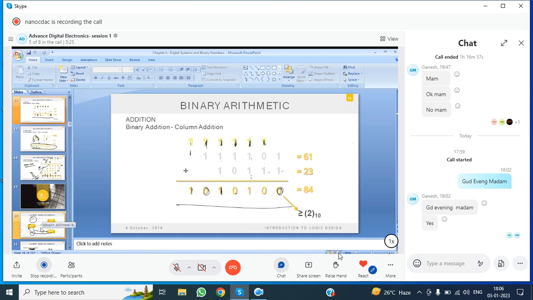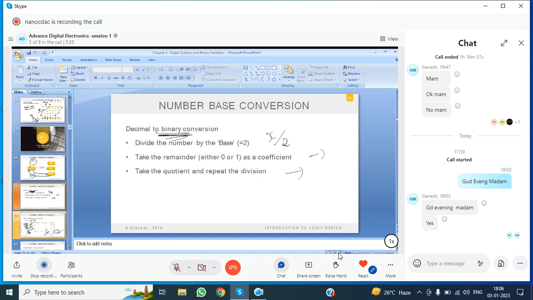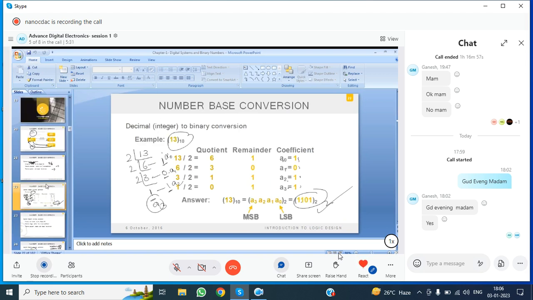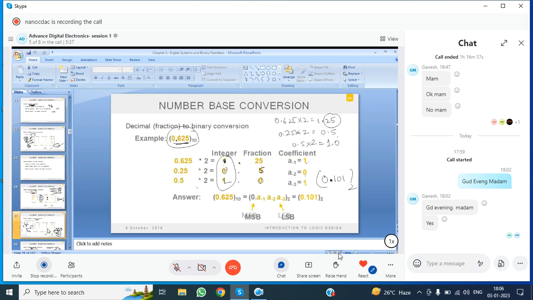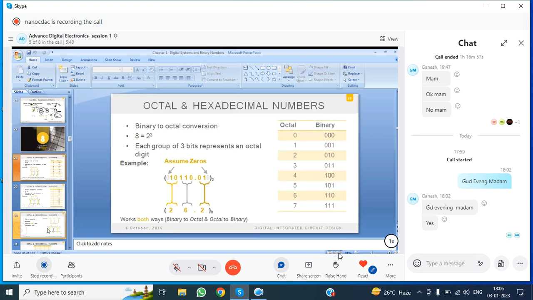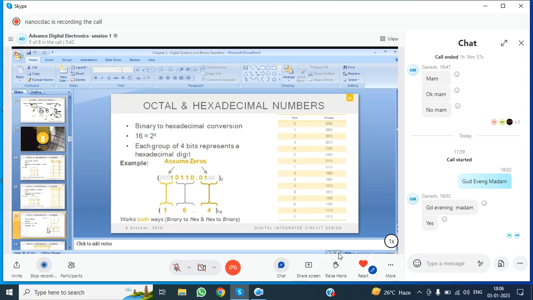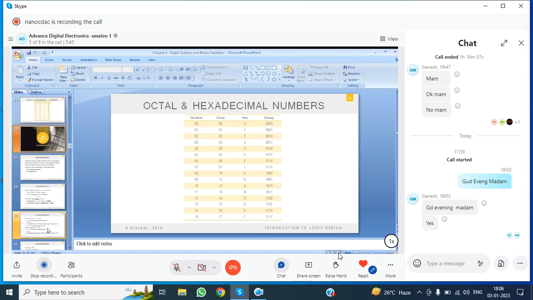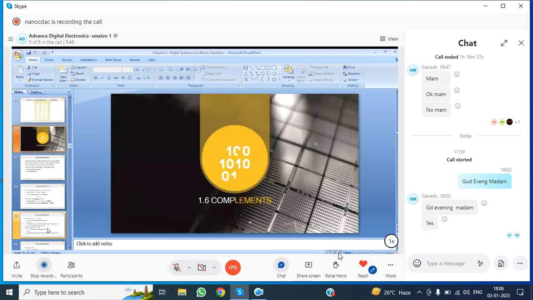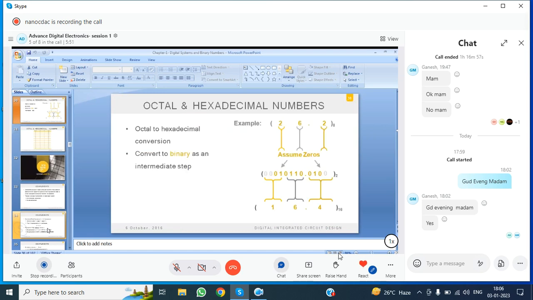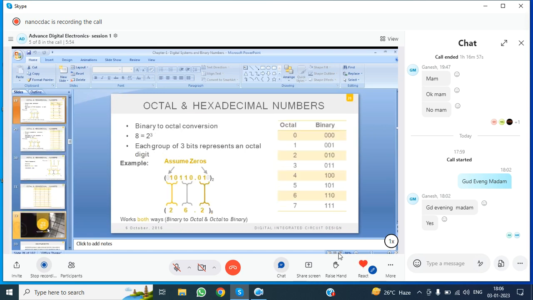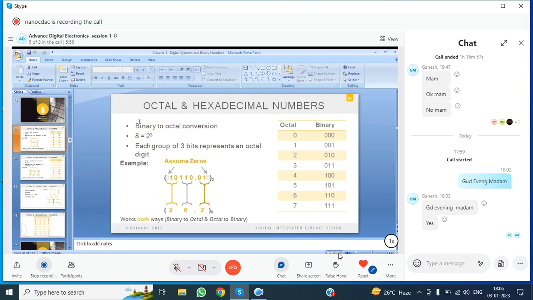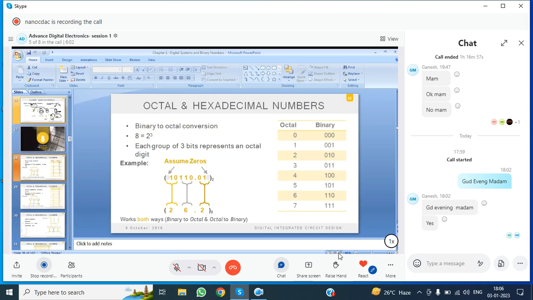We have seen decimal addition and subtraction, and number base conversion as well. Conversions such as binary to octal, binary to hexadecimal, and octal to hexadecimal we have seen. We have not seen this particular conversion yet. I think we stopped yesterday at binary to octal conversion.